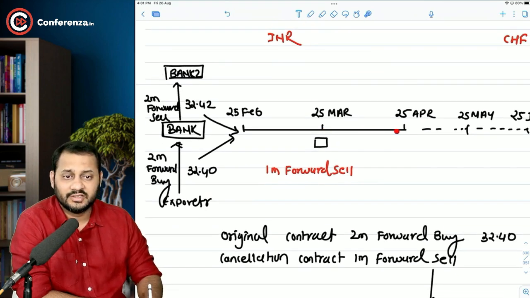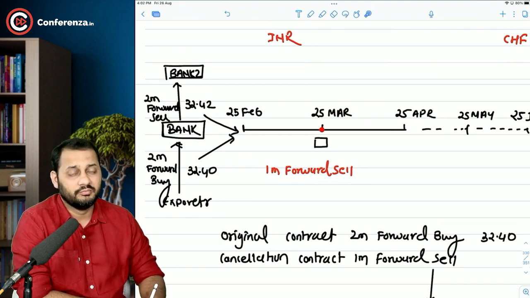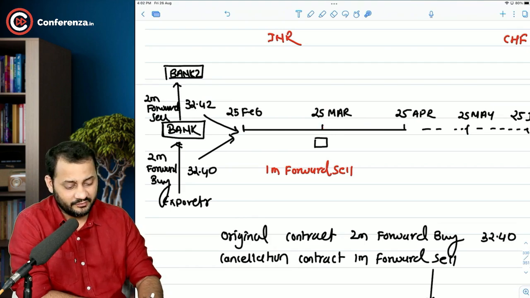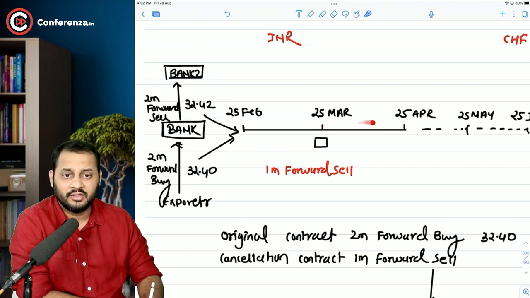This is the due date, 25th of April. The party comes to the bank. The exporter comes to the bank on 25th of March itself, and he wants to cancel the contract. Understand that if he wants to cancel the contract, which has this due date, we will have to enter into a contract which is exactly opposite and expiring on the same due date. That is, sell forward for 1 month.